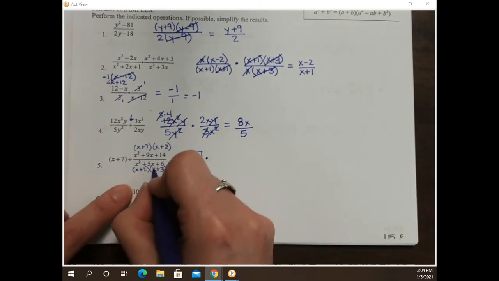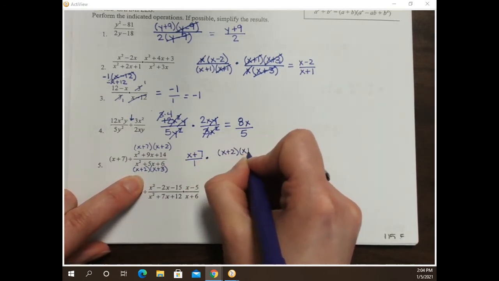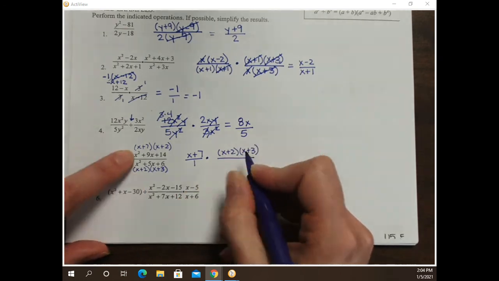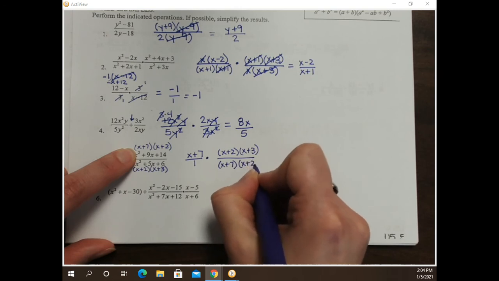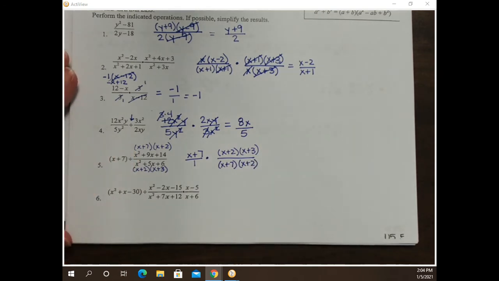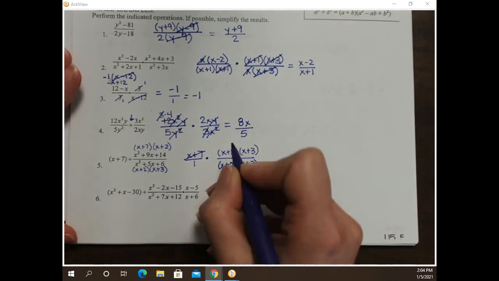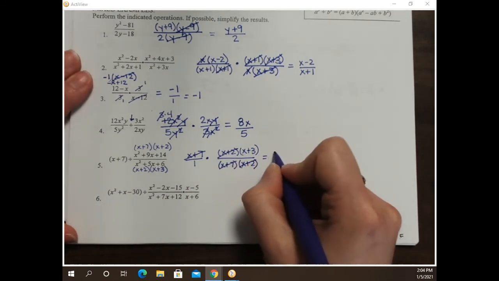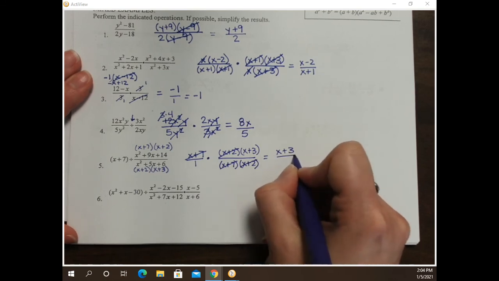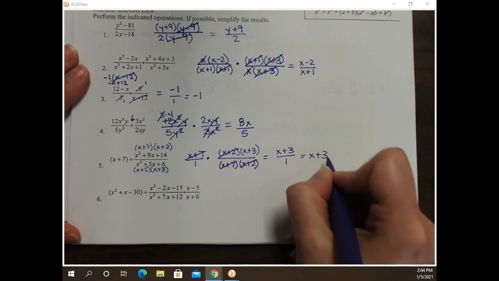So I've got to flip this. So this goes on the top, x plus 2 times x plus 3. And then on the bottom, x plus 7 times x plus 2. Then again, I'm going to reduce any factors that are common to the top and the bottom. So I've got x plus 7 and x plus 7 that I can reduce, and x plus 2 and x plus 2 that I can reduce. So I get x plus 3 over 1, or just plain old x plus 3.